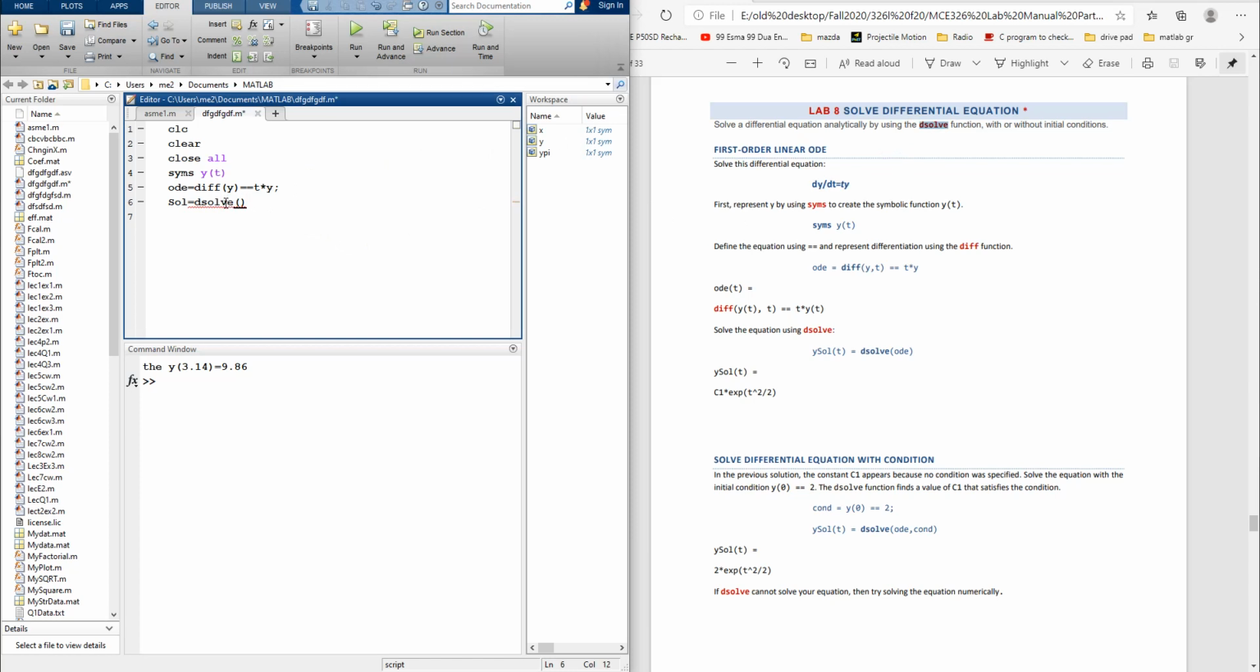What do you want to solve? I want to solve the ODE. Where is the ODE? Declared before. Now semicolon, because I don't want to see the results in the command window. Save, run, and let us wait for the solution.